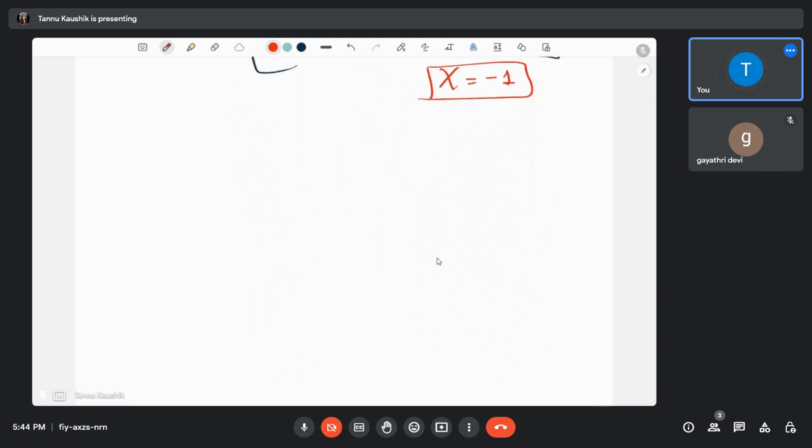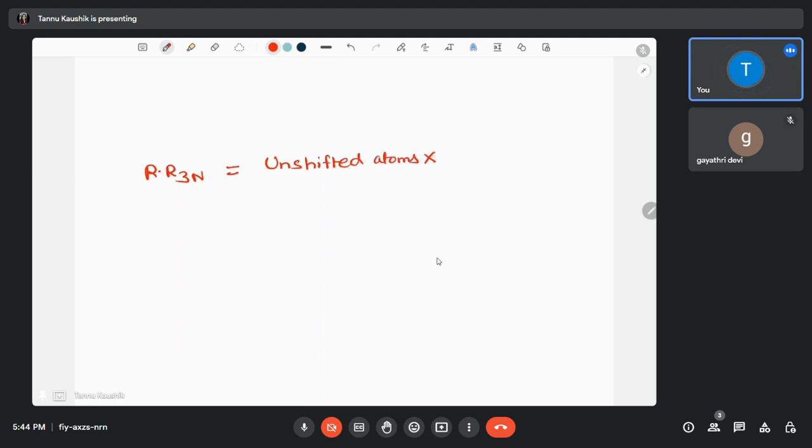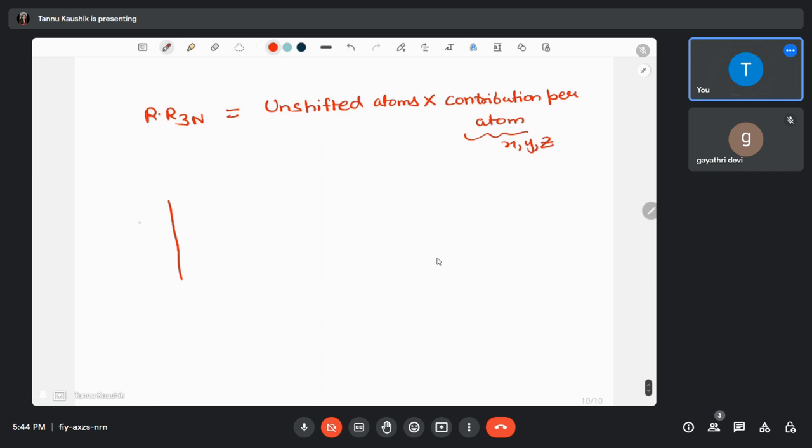So to write the reducible representation for this whole system, there is a rule: the reducible representation for 3n coordinates, for n number of atoms and the coordinates with respect to each atom, is the multiplication of the reducible representation basis set with respect to unshifted atoms into the contribution per atom, which we have found from this xyz system.